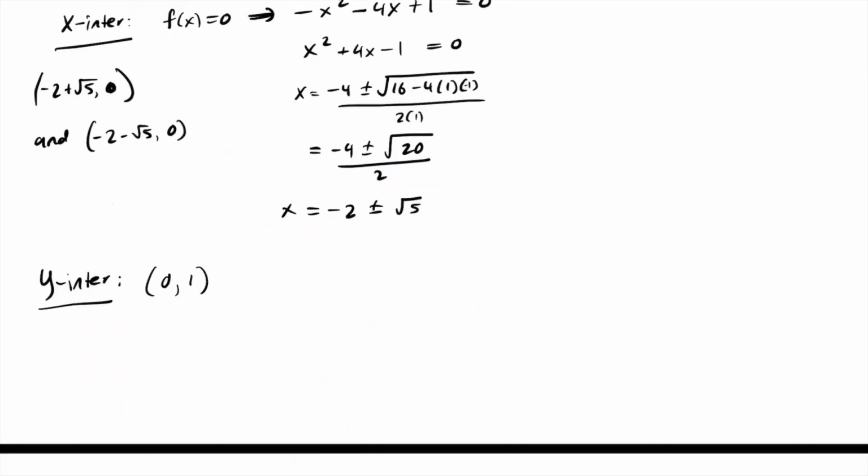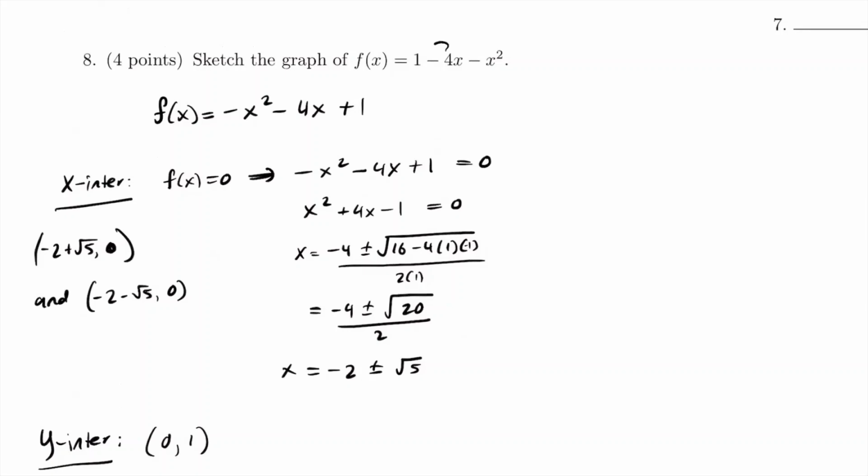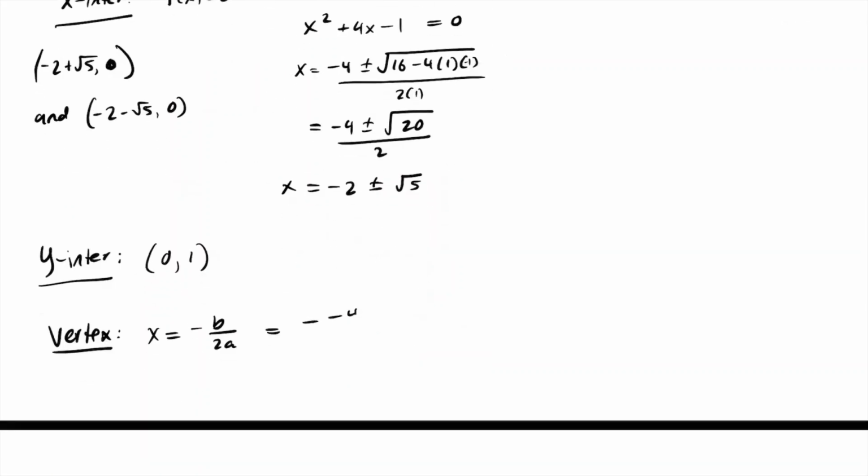All right, now let's find the vertex. Since it's a parabola, it's going to have a vertex. x is equal to negative b over 2a. So negative b, so that's negative 4. a is negative 1, so that's negative 4 over 2 times negative 1. This will give you 4 over negative 2, which is negative 2.